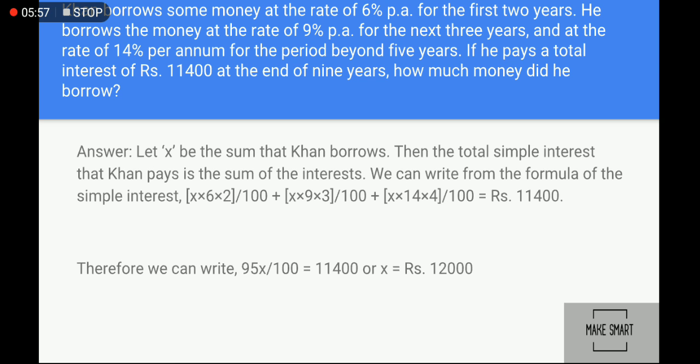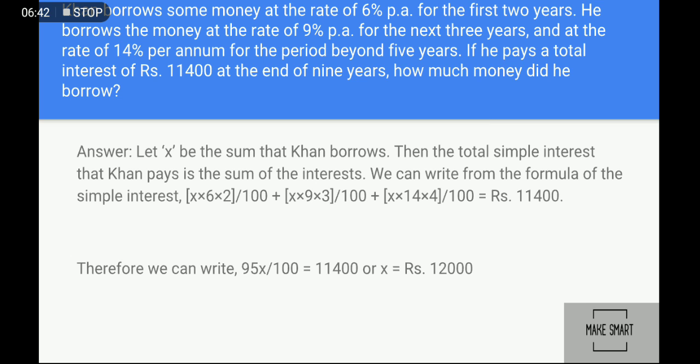Now the next question: Khan borrows some money at the rate of 6% per annum for the first 2 years, and again at the rate of 9% per annum for the next 3 years, and at the rate of 14% per annum for the period beyond 5 years. In the first 2 years 6%, the next 3 years 9%, and after completion of that, 14%.